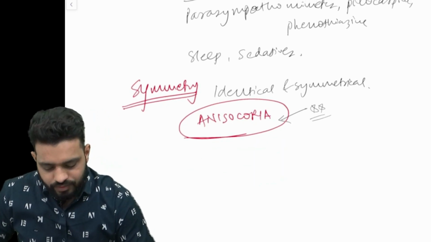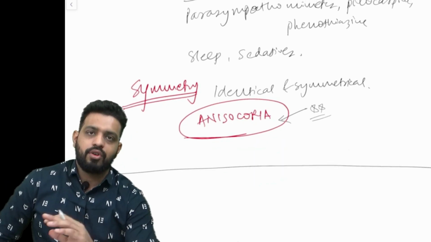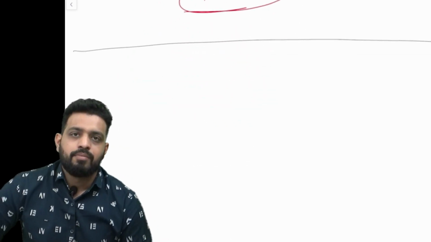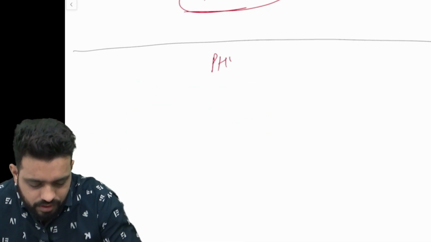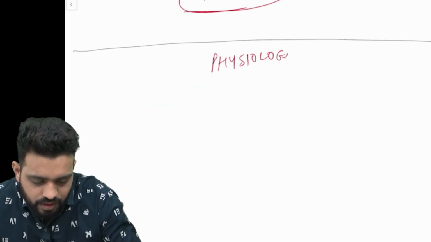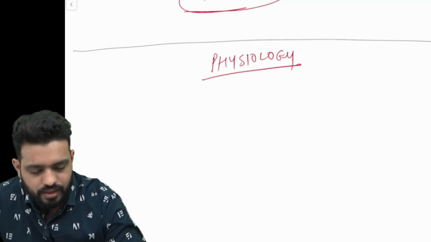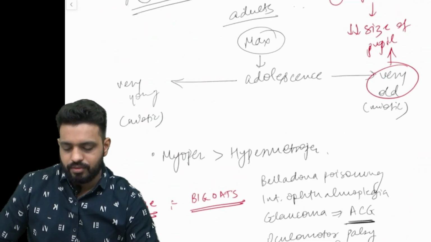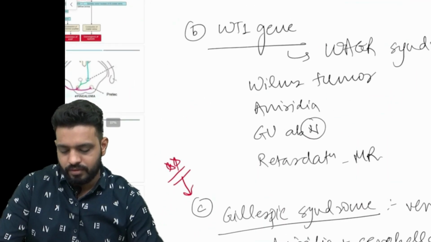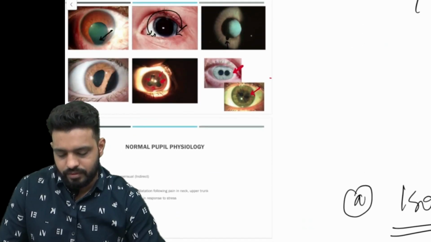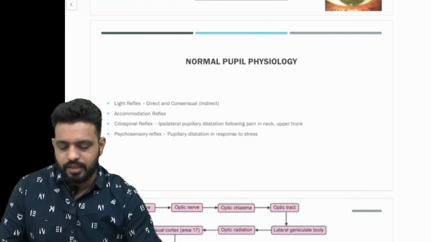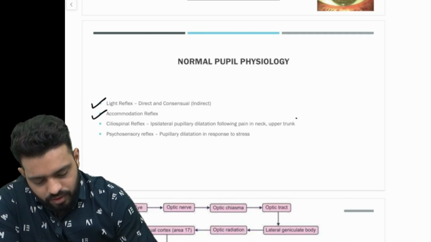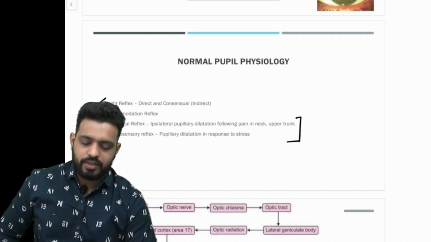So guys, we are done with the anatomy of the pupil, the normal anatomy, the abnormal anatomy. Moving on to physiology of the pupil. In physiology of the pupil, what we'll study is basically the reflexes. So let's have a look here. We'll study the light reflex and the accommodation reflex in detail. Remember these two reflexes, we'll finish it off here only.